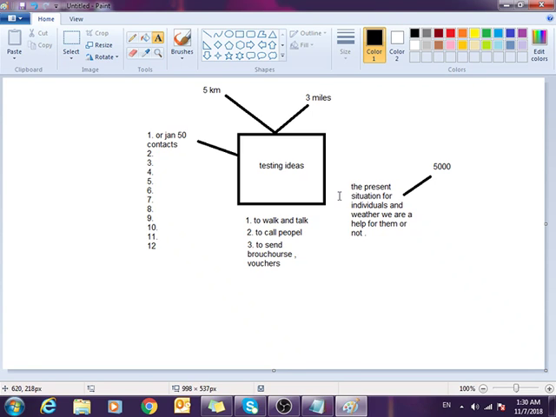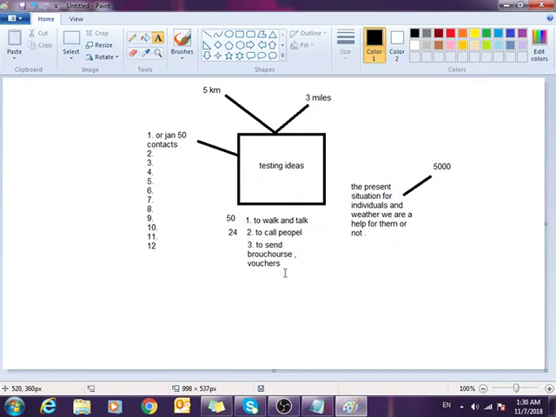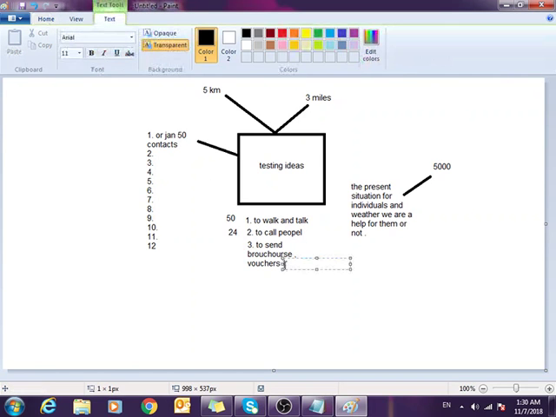If I talk to them with my idea, this means testing ideas. Good. Now, to walk and talk, I will reach 50%. I expect that you reach 50%. To call people, I think you will reach 24. To send the brochures, vouchers, letters, and introductory letters, I expect that you have for the month.